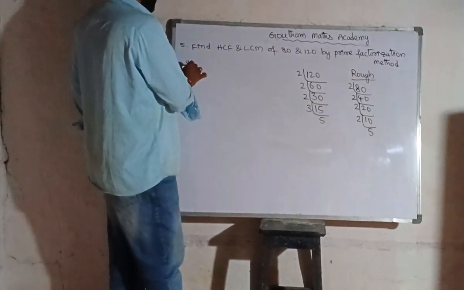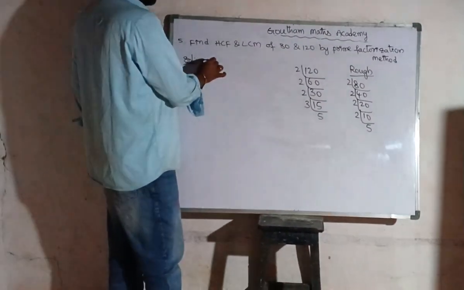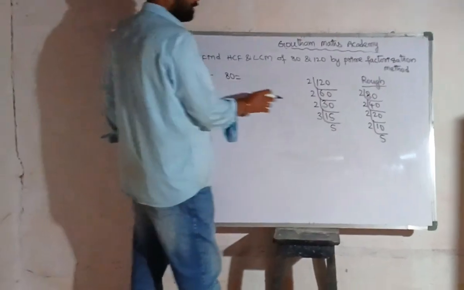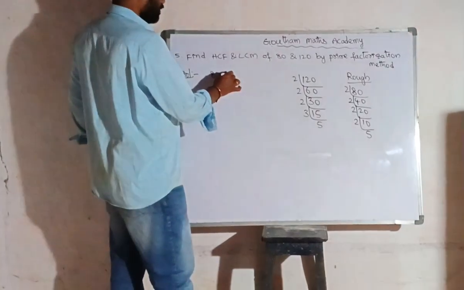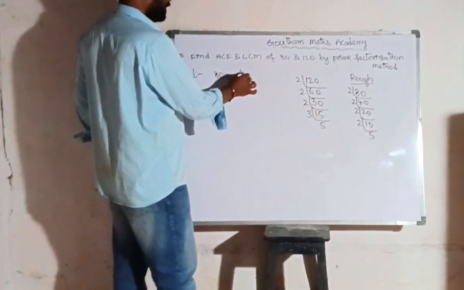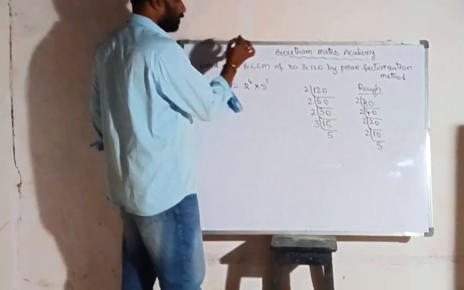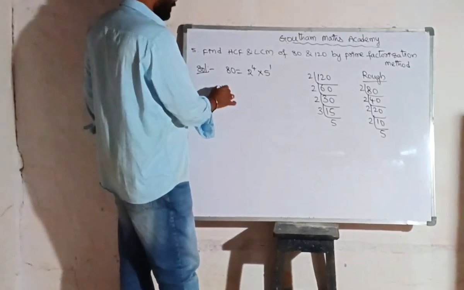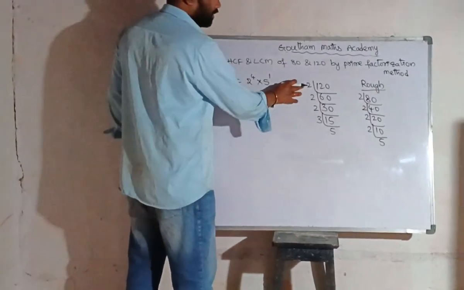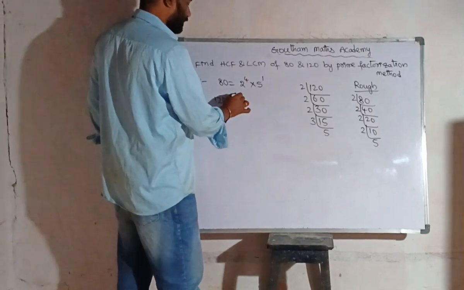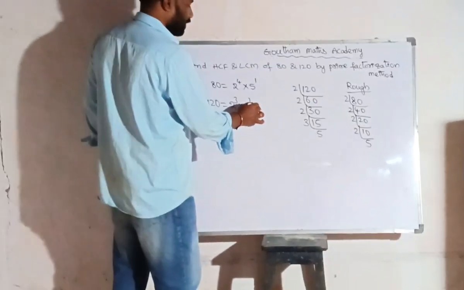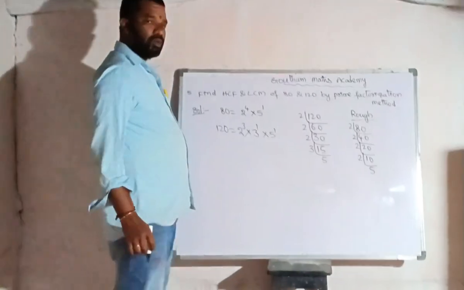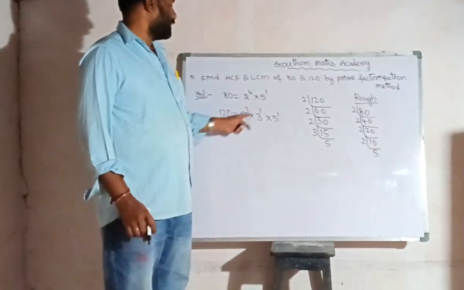So in the main solution, 80 can be written as four 2's and one 5: 2 power 4 into 5 power 1. And 120 can be written as three 2's, 2 power 3, one 3, 3 power 1, one 5, 5 power 1. So here it is 2 and 5, here it is 2, 3, 5.